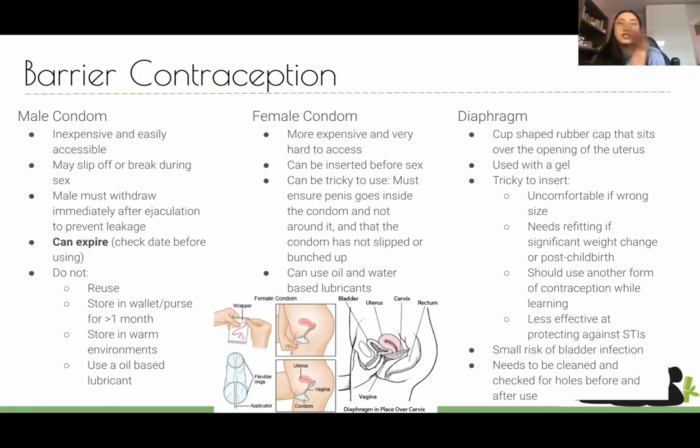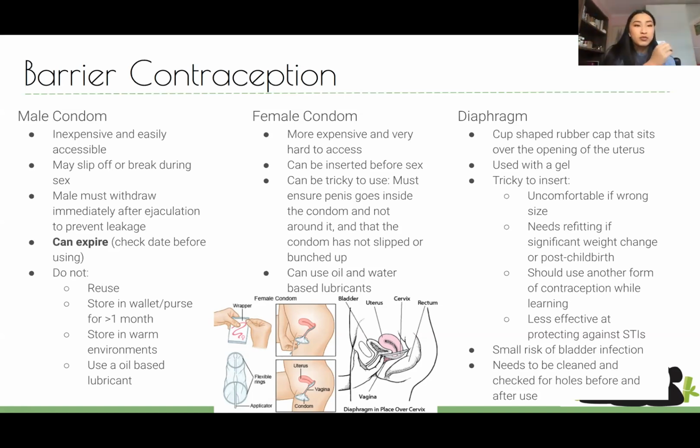Okay, so that's your hormonal stuff out of the way. Long-acting, short-acting. And then we get into the non-hormonal stuff, which is, thank God, a little bit easier from here. So barrier contraception, there are 3 types, really only one that is commonly used. You have male condom, female condom, diaphragm.